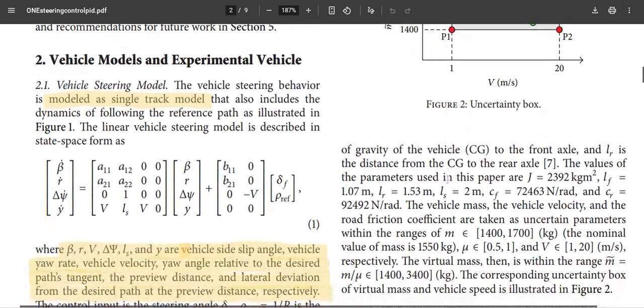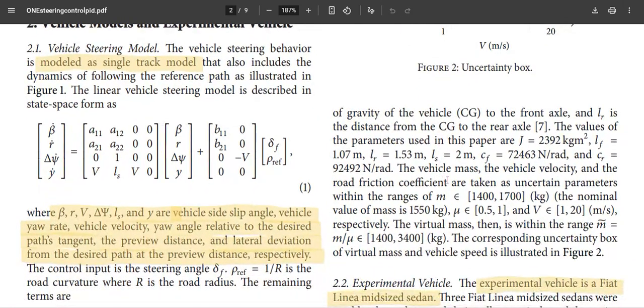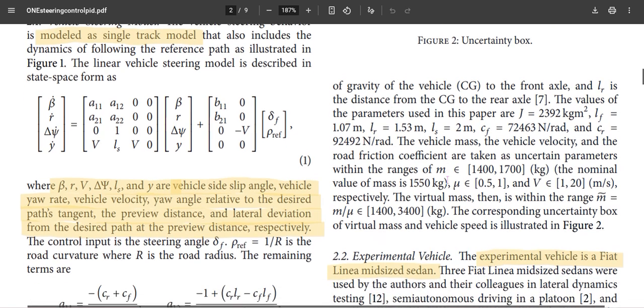The linear model is defined by these equations, equation 1, which it is not necessary to go deep into. Maybe we can see it later. What is the beta? All these values are related to the dynamics of the vehicle.